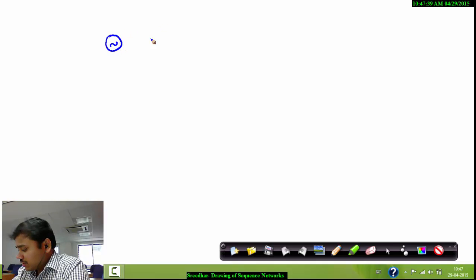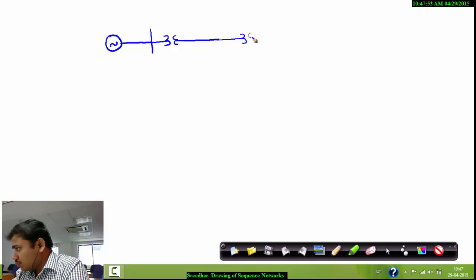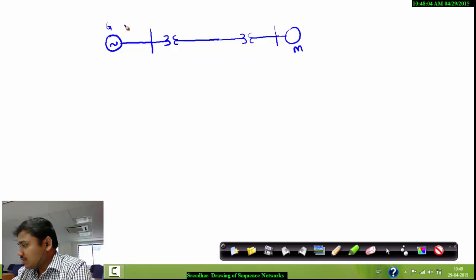It consists of a generator, a bus, and then a transmission line. On this side, one more transformer, and a bus and a motor. This is a generator, this is a motor, both are synchronous machines, and this is star with reactance grounding. This is a delta-star grounding transformer.